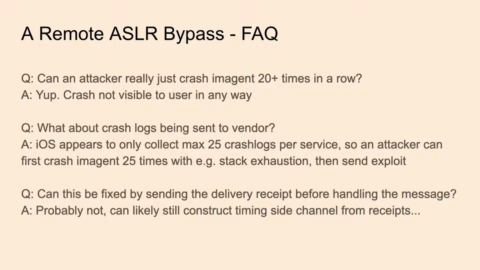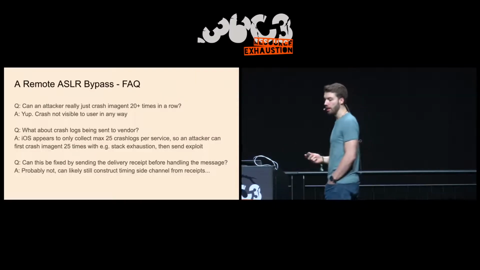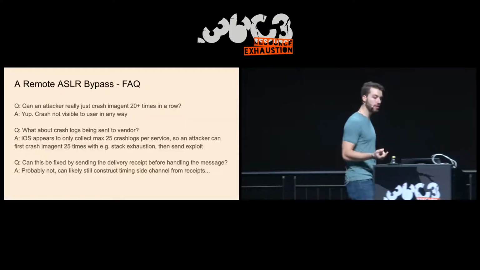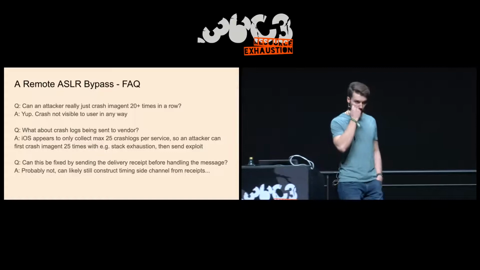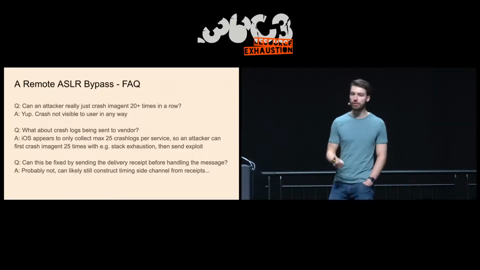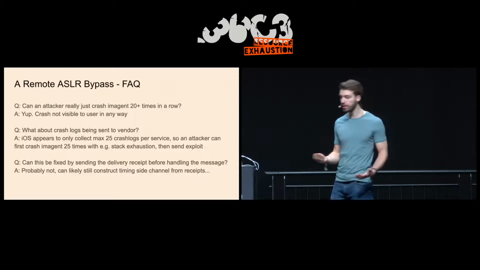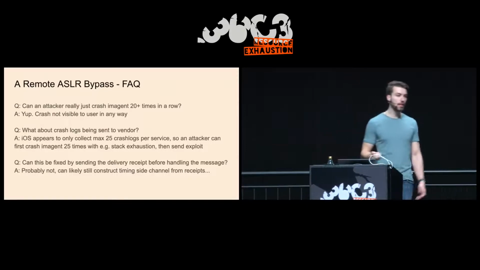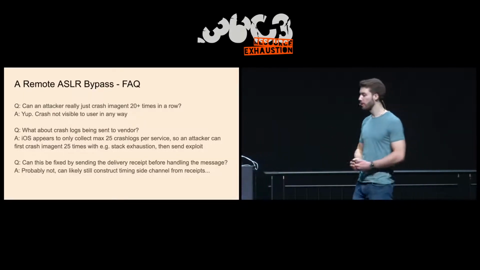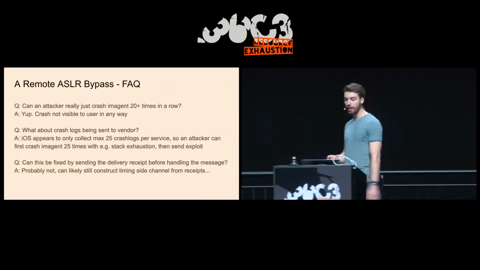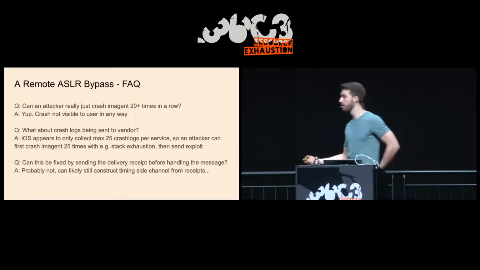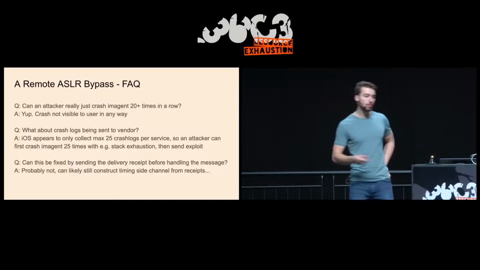Second question is, I think by default, the iPhone is configured to send crash logs to the vendor, to Apple. So isn't that a problem? I looked at this briefly. What I stumbled across was that it seems that iOS collects at most 25 crash logs per service. This is not designed to be like a security feature, right? So this makes sense. But what that means is that an attacker can use some kind of resource exhaustion bug to crash this daemon maybe 25 times first, and then only start the exploit. And then no trace of the exploit will be sent over.